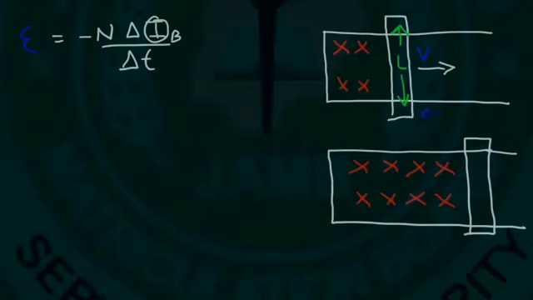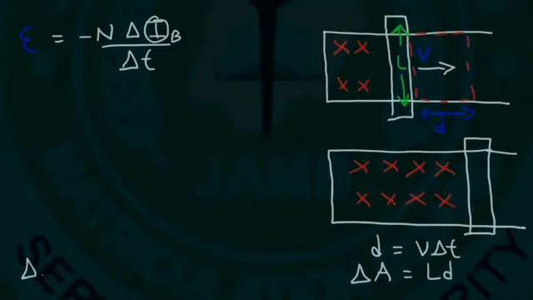So this rod is going to move some distance d. And that distance is equal to the speed multiplied by the change in time. So the increase in area is basically, let me use a different color, this region here represents the increase in area. And the area of that region is basically the length times the width, which is d. So the change in area is L times d, and d is basically the velocity times the change in time.